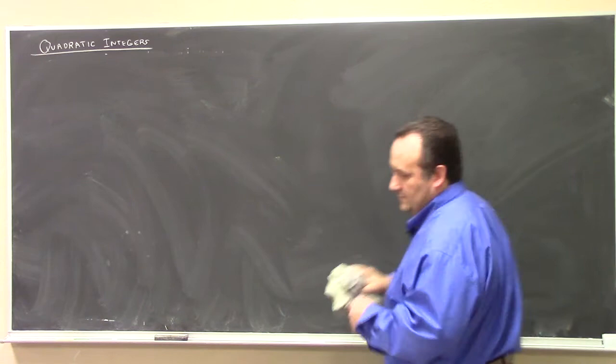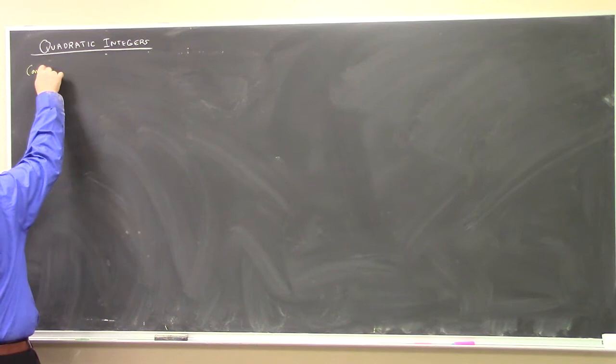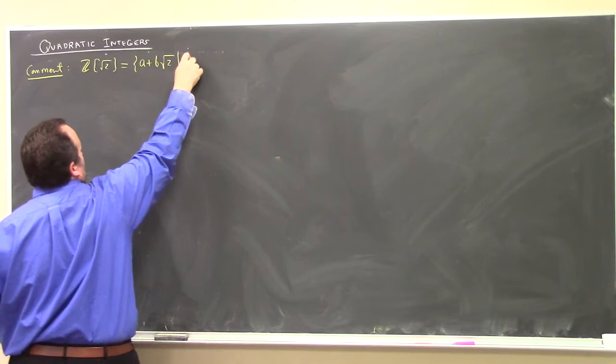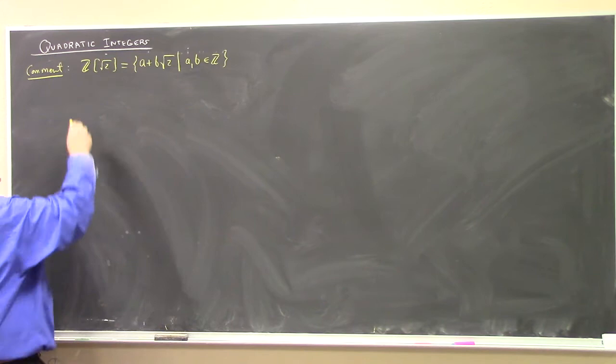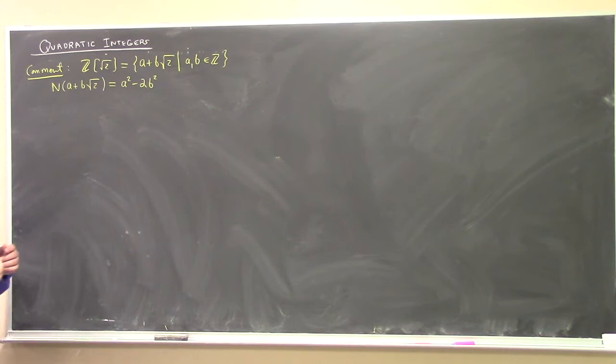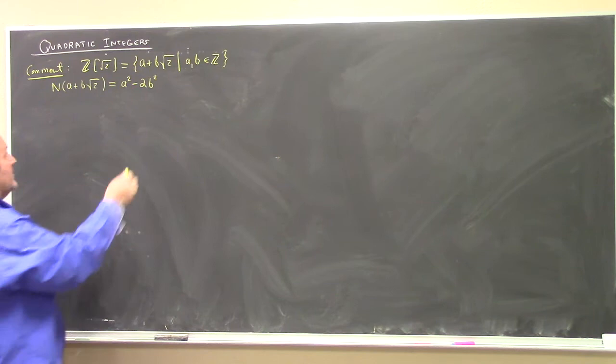If we were to study Z adjoin the square root of 2, that would be a plus b root 2, a and b integers. And if we looked at the norm of a plus b root 2, which, by the way, is equal to a squared minus 2b squared, look at what the units are in here. Well, the units in this number system are the ones which have norm 1, so I set that equal to 1. How many solutions are there to that?